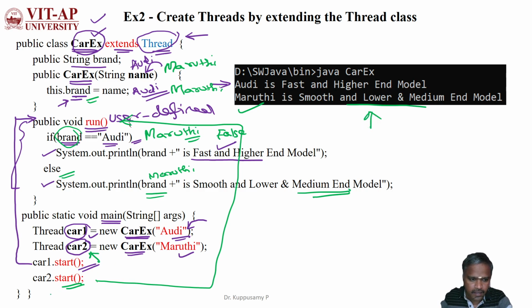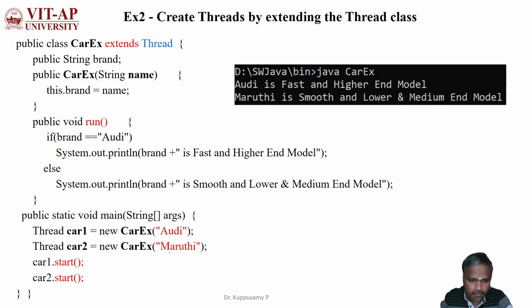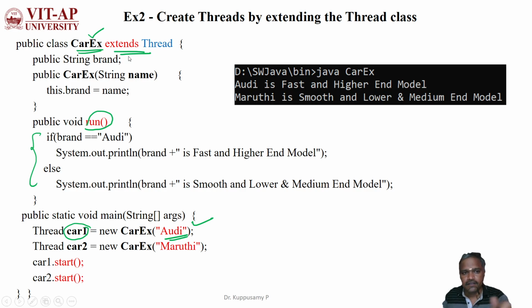Based upon that, you can observe that we are using the constructor which is carrying an argument. At the same time, we are creating the thread, right? The thread is carrying the values. Based upon that, the action is performed by overriding the run method, which is available in the user-defined class CarEx. This user-defined class CarEx gets the thread facilities by extending the built-in Thread class from Java. Thanks for watching.